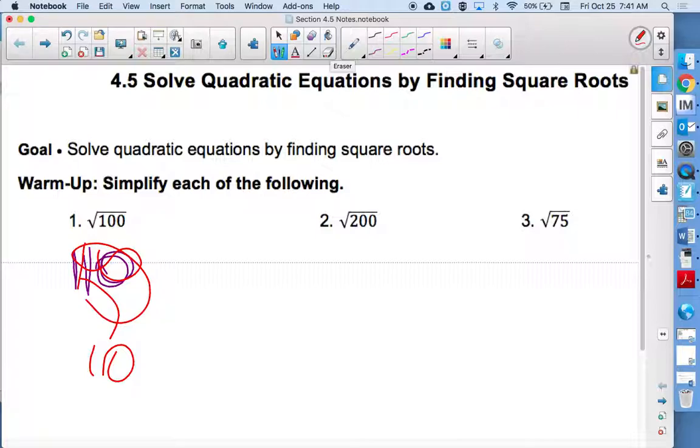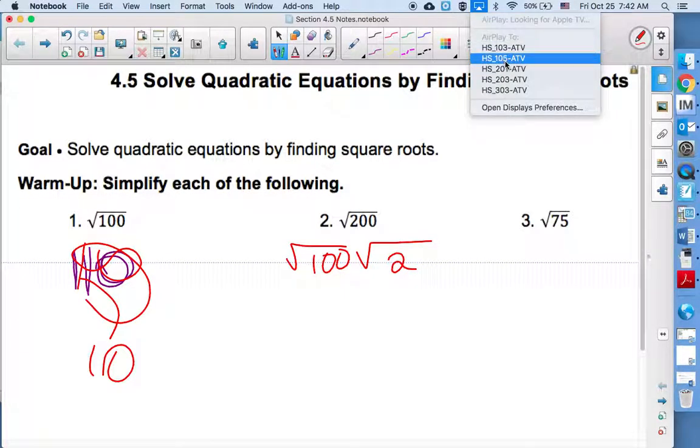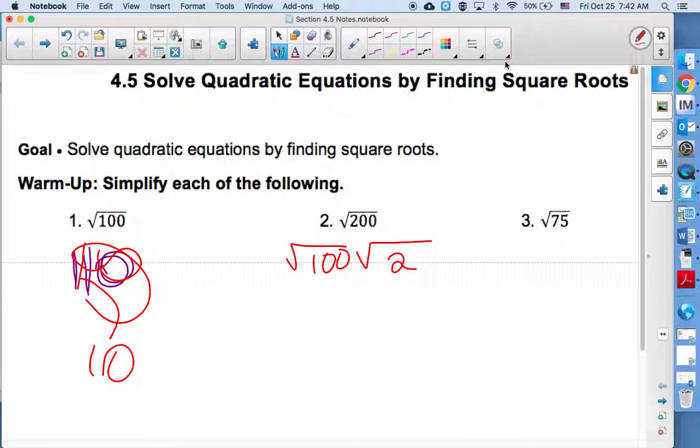Yeah, right? The square root of 200, Peter. How would you do the square root of 200? Right, so you're looking for a perfect square that goes into 200. The square root of 100 times 2 makes the square root of 200. So therefore you get 10 and the square root of 2.